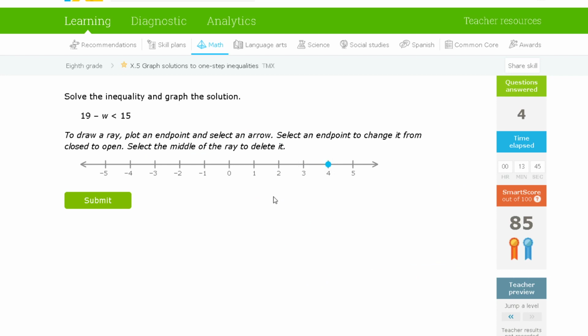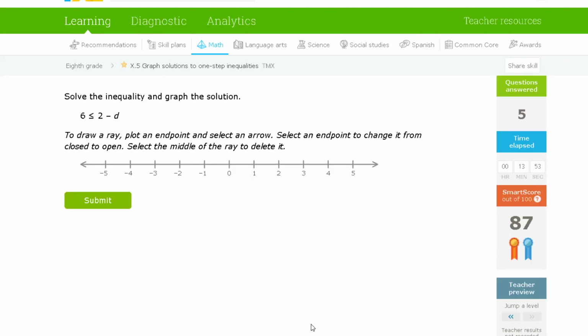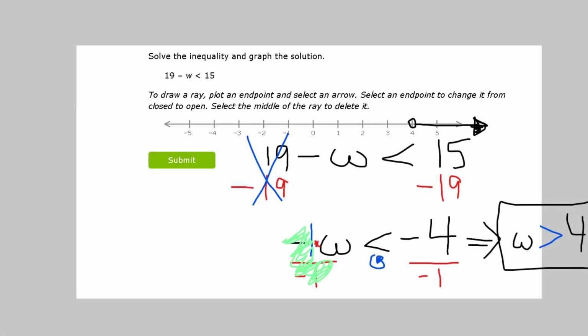So we have 4. We click it twice so it's open. Click the endpoint so it's array. There you go. I'll do one more like this and then we'll end it for today.